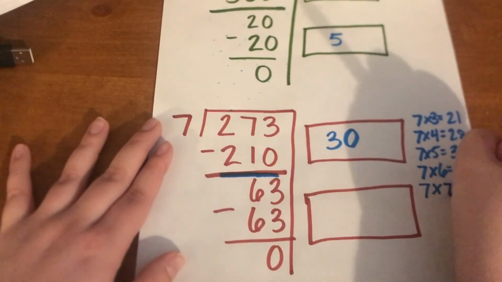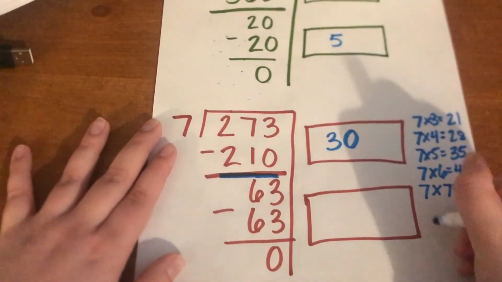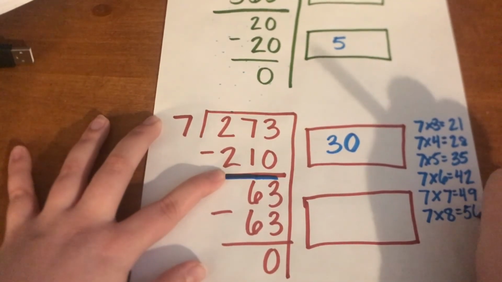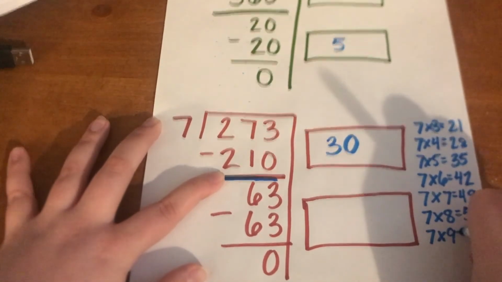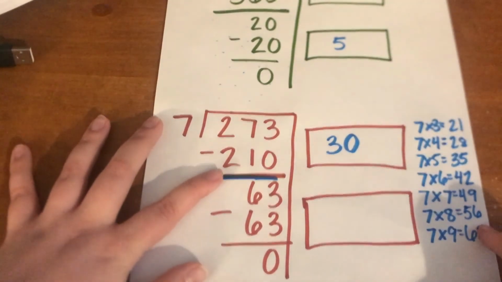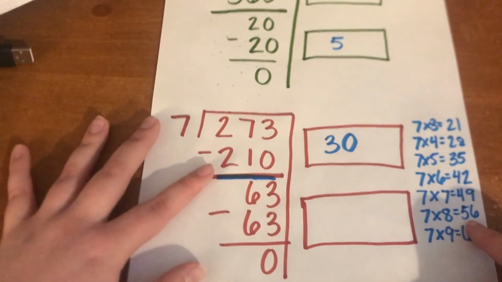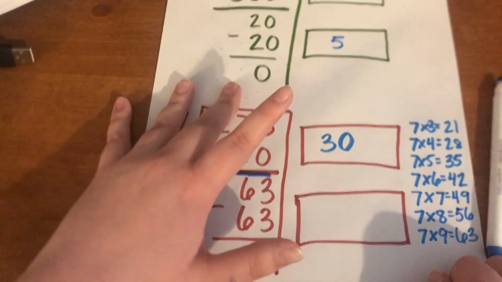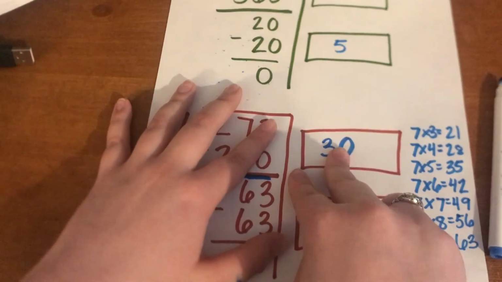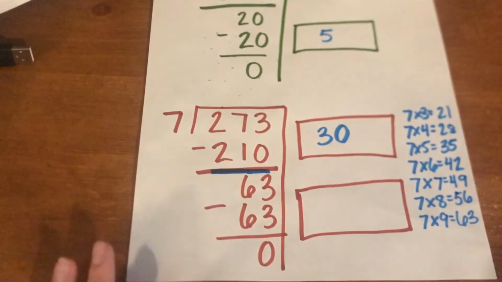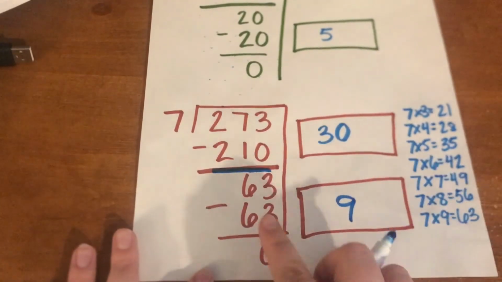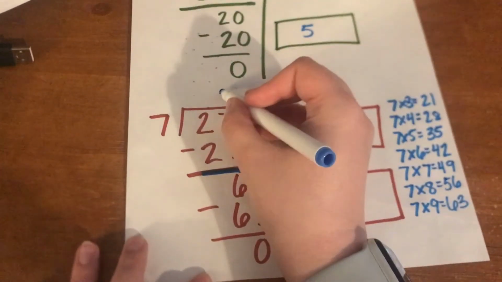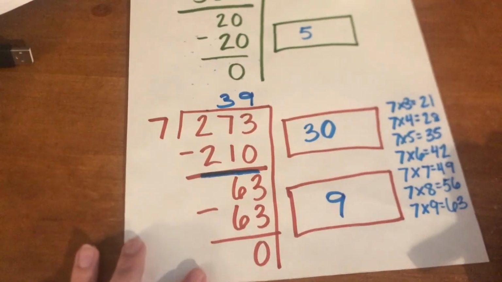What would that be? 7 times 7 is 49. 7 times 8 is 56. 7 times 9, I believe, is 63. And I can double check that by counting up from 56, seeing if that's 7 more. 56, 57, 58, 59, 60, 61, 62, 63. It is indeed. So 9 times 7 is 63 exactly. These would be my partial quotients to get a final answer of 39.